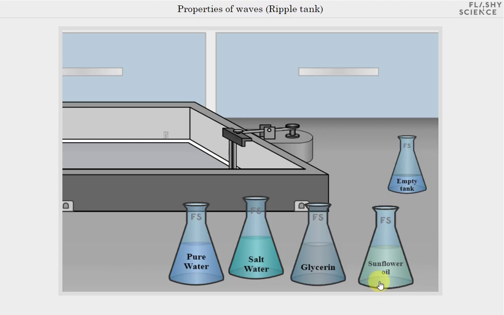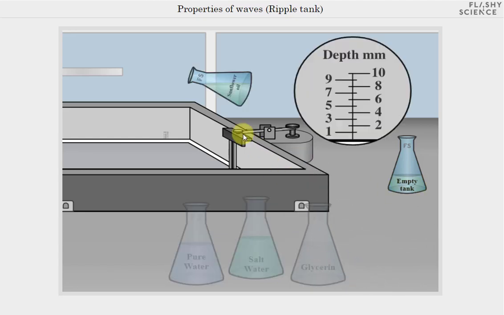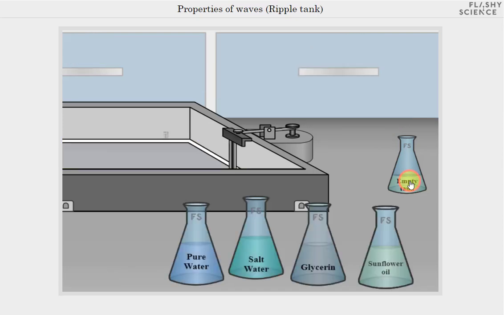Click on the flask of the liquid you'd like to use, for instance, sunflower oil, and drag it to above the tray. It will change to be ready to pour, and a zoomed view of the depth scale will appear. Click on the flask again to start pouring, and once more to stop once you've reached your desired depth of liquid, which is shown on the depth scale. You can click on the empty tank flask to start again at any point.